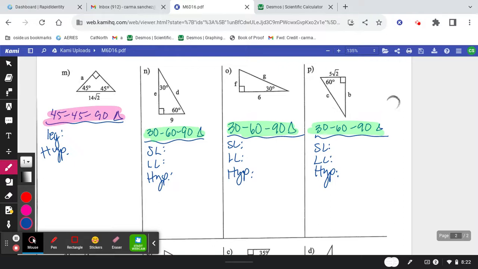Okay, so this one's a 45, 45, 90, as we see by what's marked in the picture. And they gave us the hypotenuse. They gave us the n root 2 side. They told us it was 14 root 2. So what's my leg? n is just 14. And that means a is 14, and this side is 14, and that side's 14 root 2. Put U for units.